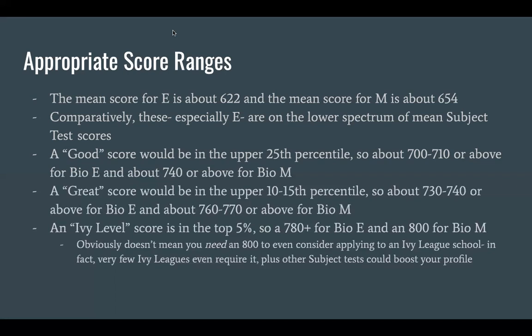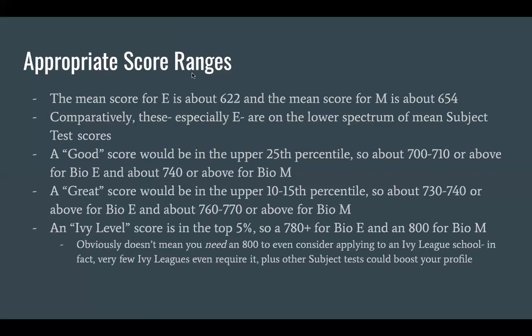A great score, which is an excellent score, would be in the upper 10 to 15th percentile. It depends on what your definition of a good score, a great score is. If you have slightly lower expectations, that would be 50th percentile. If you have higher expectations, that would be 10th percentile. So that would be about 730 to 740 or above for bio-E and about 760 to 770 or above for bio-M. And then an Ivy level score.